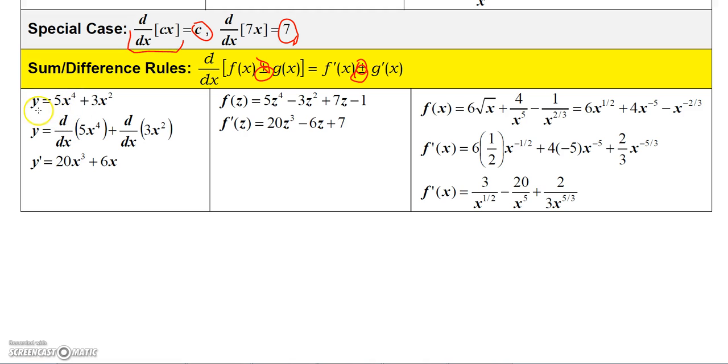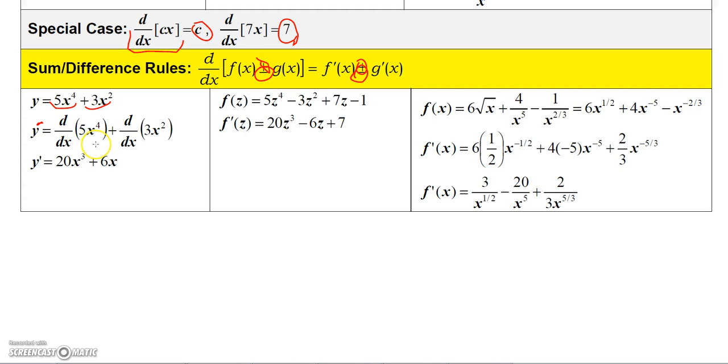So let's find the derivative of a sum. Here I have the sum of a function 5x to the 4th plus another function 3x squared. This tells me that the derivative, and I didn't put my little derivative sign there, so put a prime there, is equal to the derivative of 5x to the 4th plus the derivative of 3x squared. Again, this just tells me I'm fixing to take the derivative.